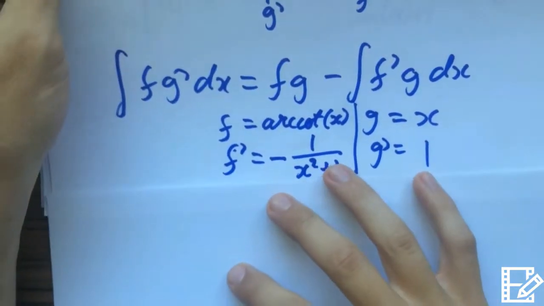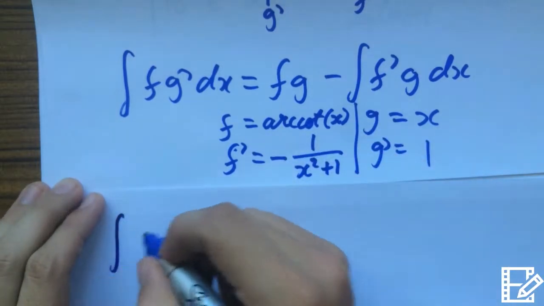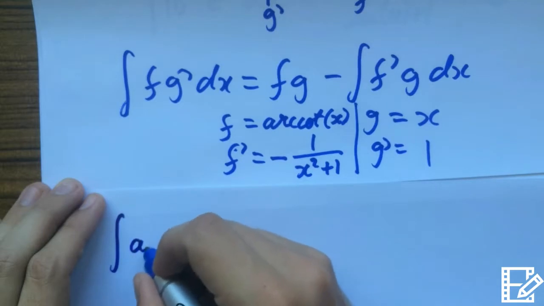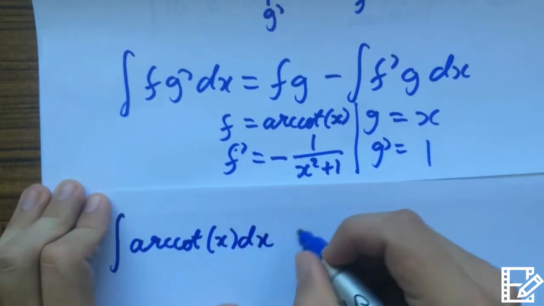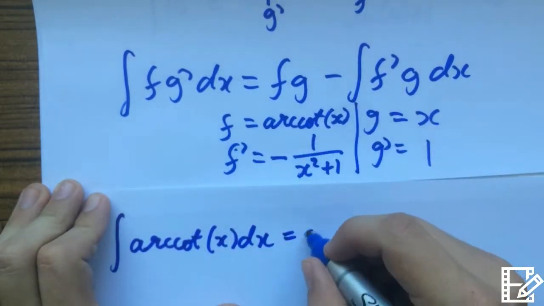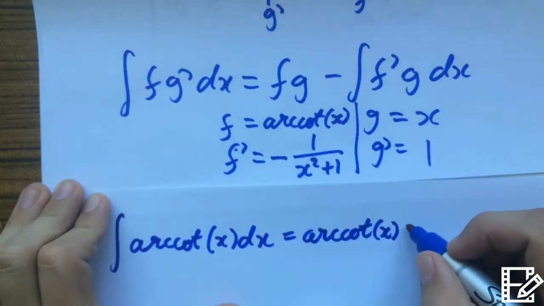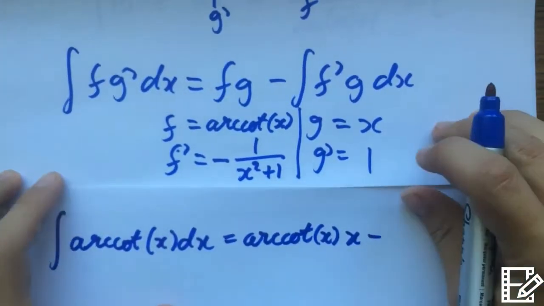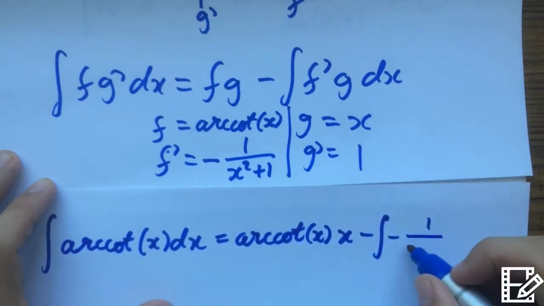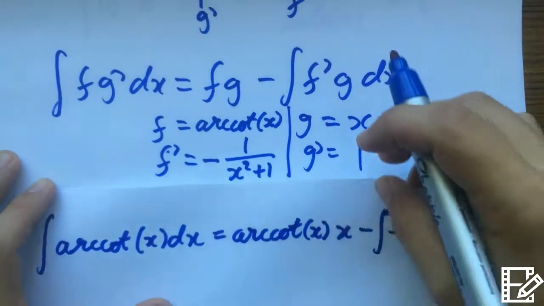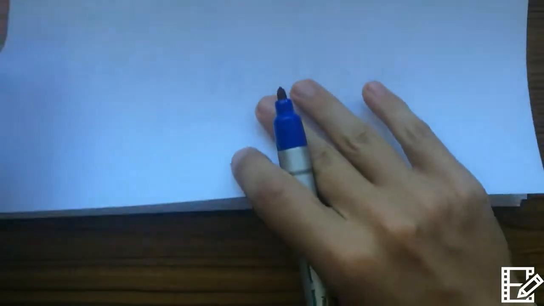Okay, so let's sub all this in. So we have the integral of what we started with, which was arccot x dx, equals f. We said f was arccot x. G is just x, minus the integral of f dash, which was negative 1 on x squared plus 1, multiplied by g, which we said was x, dx.